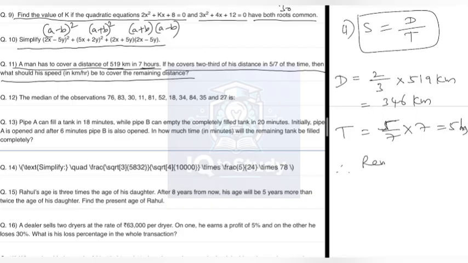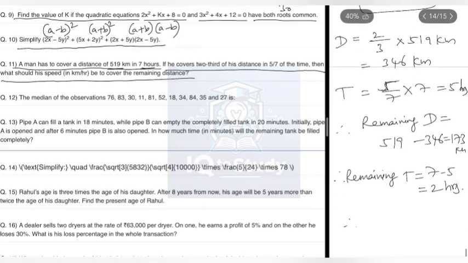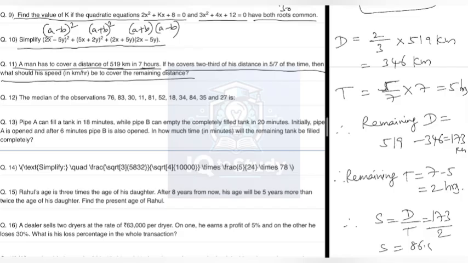So, remaining distance is 519 minus 346, which is 173 kilometers, and remaining time is equal to 7 minus 5, which is equal to 2 hours. So the required speed is S equal to D by T, which is equal to 173 divided by 2, that is 86.5 kilometers per hour.